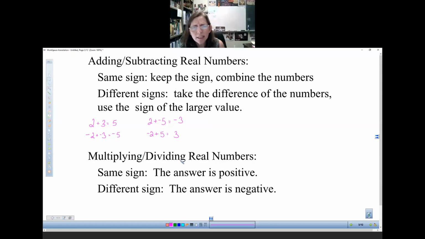When we multiply and divide these numbers, just keep in mind that same sign, we get a positive, different signs, we always get negative. And that doesn't matter whether I'm multiplying or whether I'm dividing. So if I divide two positive numbers, I get a positive. If I divide a negative and a positive, I'm going to get a negative.